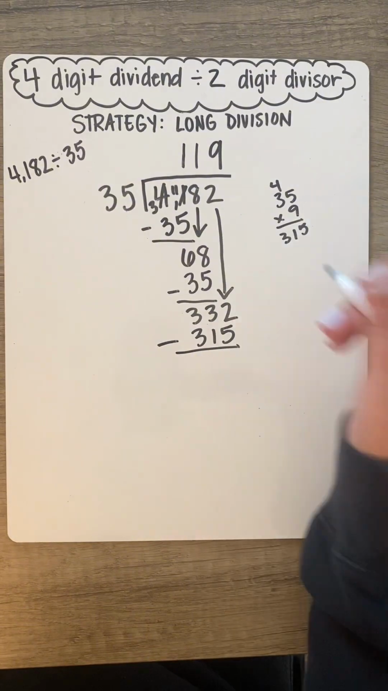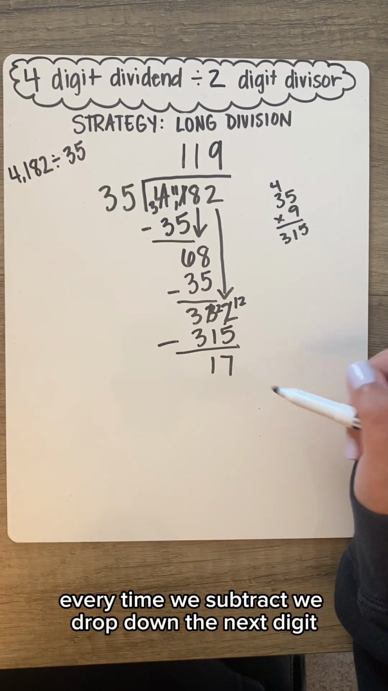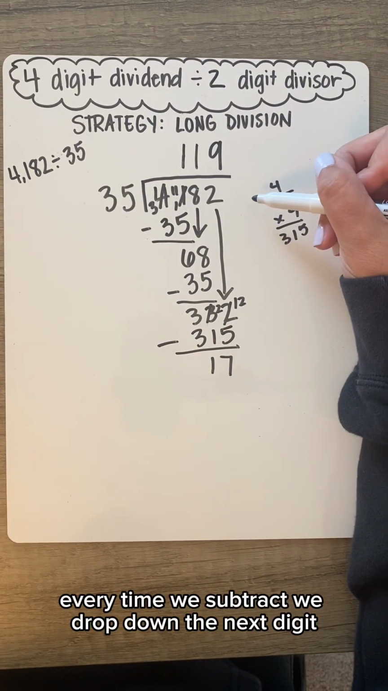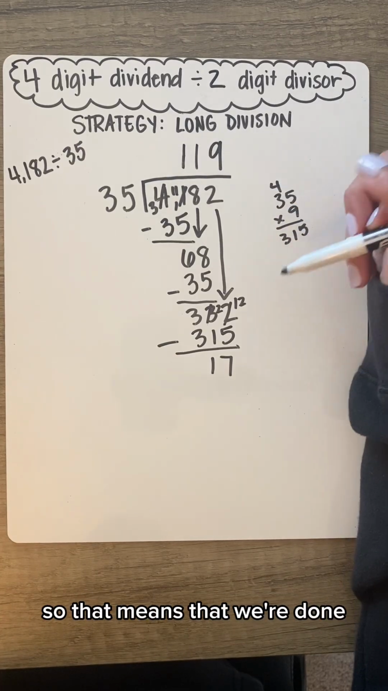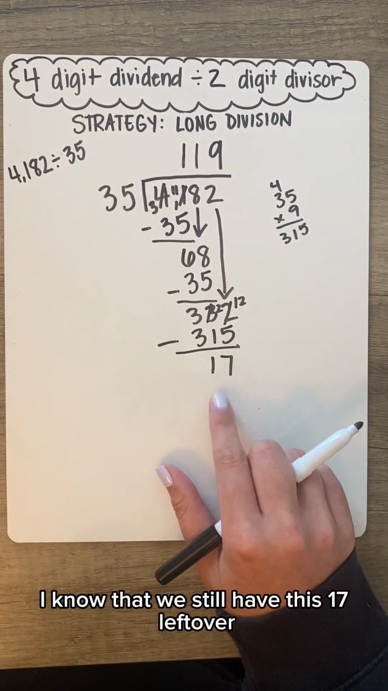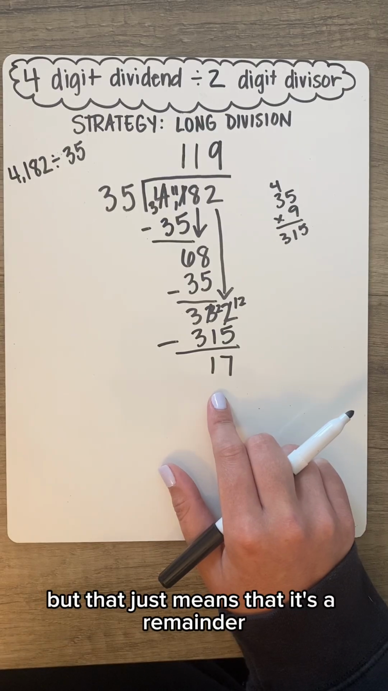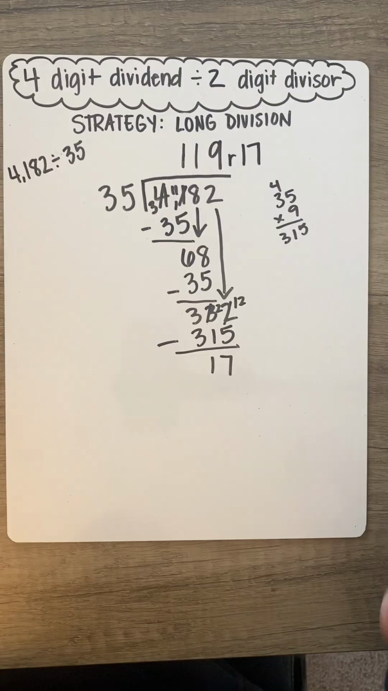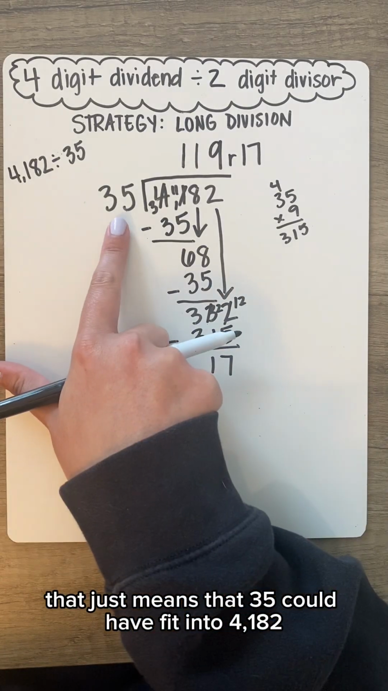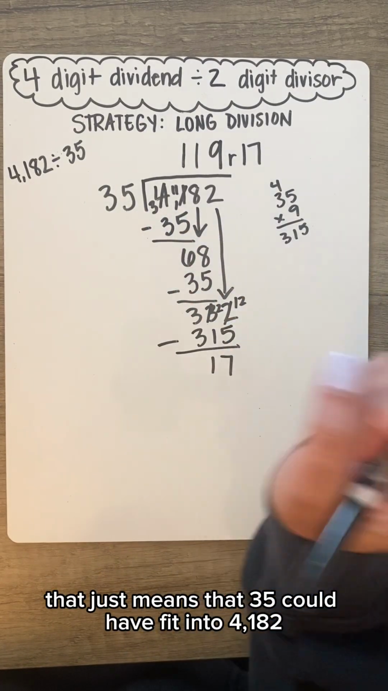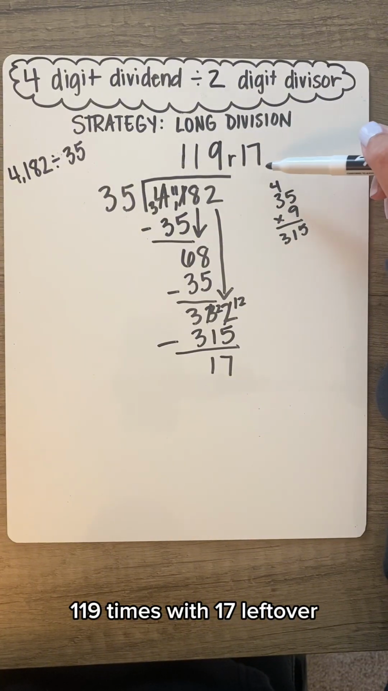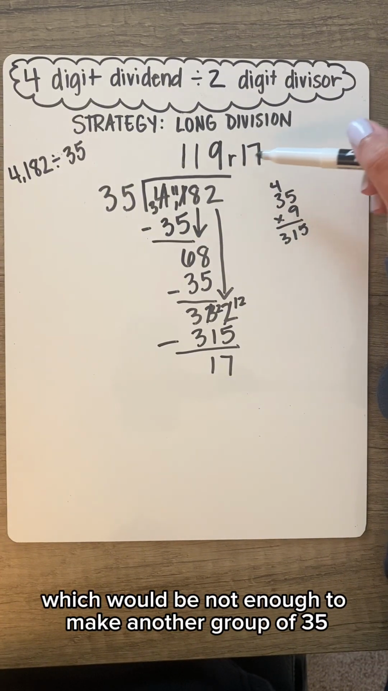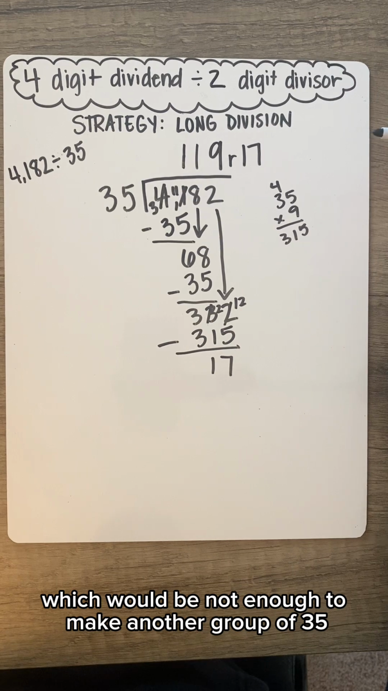subtract. Every time we subtract, we drop down the next digit, but there's nothing else to drop down, so that means that we're done. I know that we still have this 17 left over, but that just means that it's a remainder. That just means that 35 could have fit into 4,182 119 times with 17 left over, which would be not enough to make another group of 35.